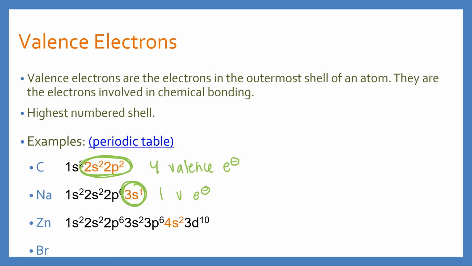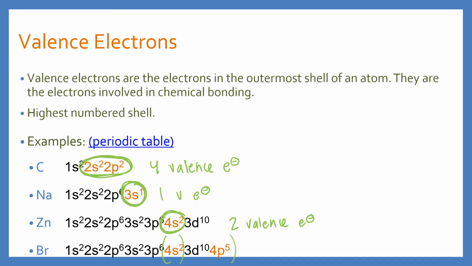Now it gets a little more complicated when you start having elements from the d block, because the 3d10 electrons are at the end of the configuration, but they are not in the outermost shell. Our highest numbered shell is the 4th shell. So zinc actually only has 2 valence electrons. And same with bromine. Even though 3d10 is in between 4s2 and 4p5, it is only the electrons in that 4th shell that are valence electrons for bromine. So bromine is going to have 7 valence electrons.